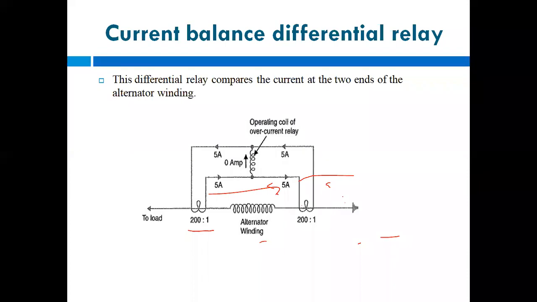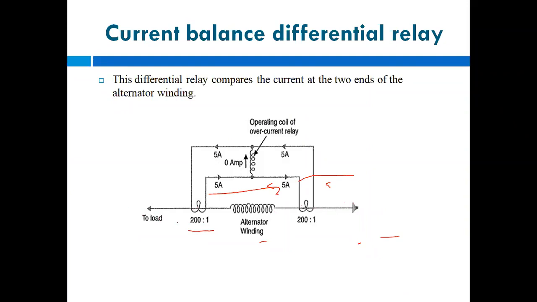So this is the current balance differential relay. What does it mean? Here you can see one alternator winding is given. This is the load side and this is the ground side. Load is connected here.